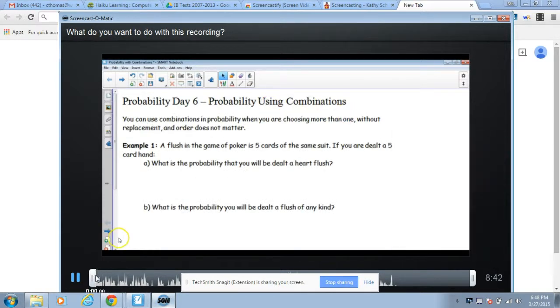Combination. Hey guys, so we're going to do probability using combinations. It's similar to finding the combinations, but you're just going to take the situation that you're looking for the probability. Like this one, you're looking for the probability that you're dealt a heart flush. So on the top, that's going to be the situation that you're looking for, the combinations for that situation.